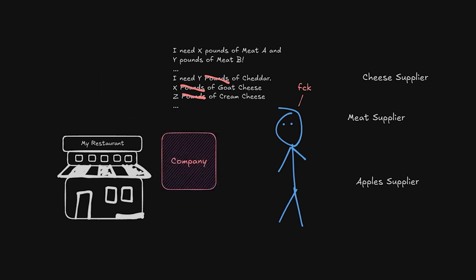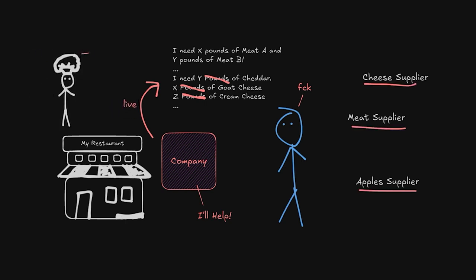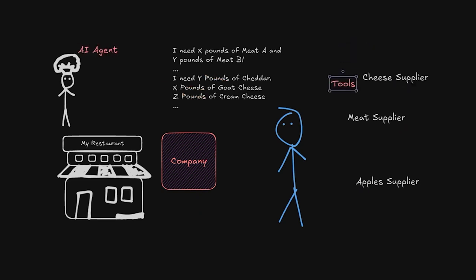Suddenly, a company shows up and says, how about I handle all that for you? I'll make live updates to the instructions from all of your suppliers. Then I'll deliver them directly to your chef, along with all the ingredients needed. In this analogy, the chef is our AI agent, the suppliers are the tools, the order instructions are the schemas in context, and the company that showed up is what we call MCP.